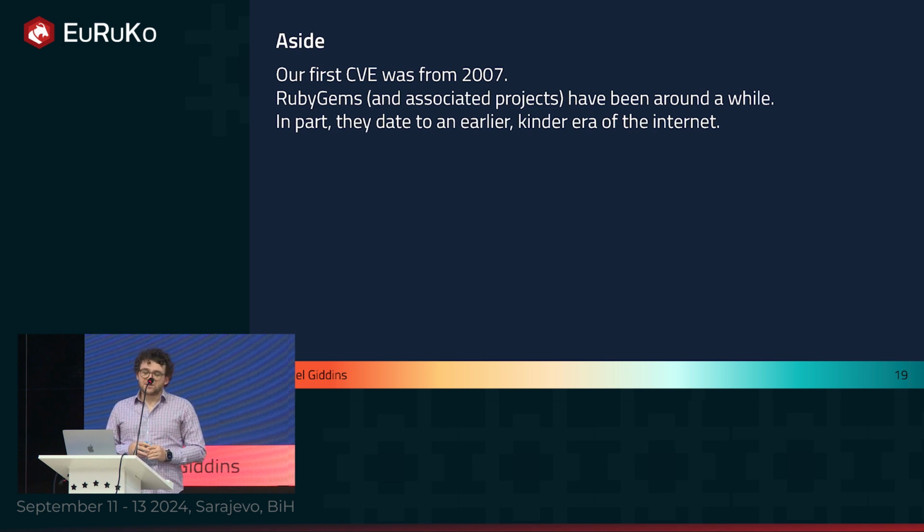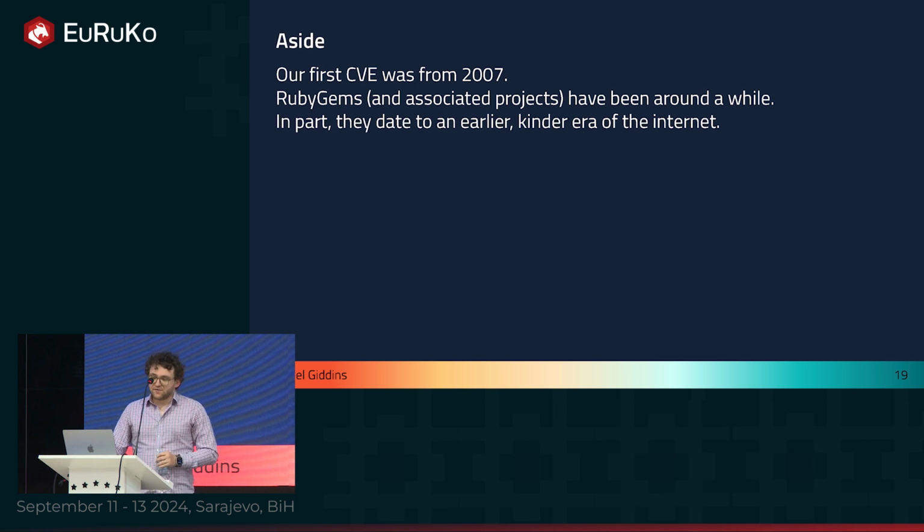RubyGems and its associated projects have been around for a while, and a lot of the history of its vulnerabilities can be traced to the fact that they date to a more humane time on the internet. A time when we didn't talk too much about security, and we didn't assume that everything was adversarial. A time when you would download software off of forums and run it because it looked cool. It was a long time ago. The landscape has kind of changed.